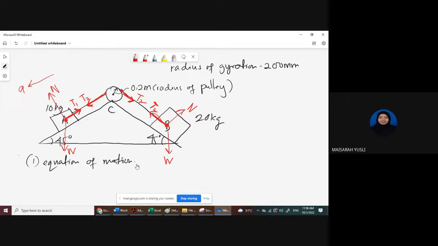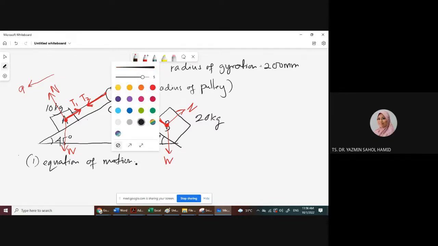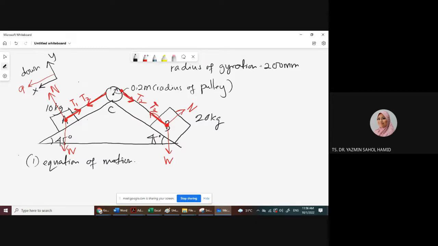Gerak ke atas. Okay, so if block A is moving down, maksudnya acceleration moving down, so you assume this will be your direction for your XY axis untuk block A. Okay, and then your block B is moving up, right? So your direction must be like this. Nampak tak? Your direction of XY axis untuk block B, this is for block B, must be like this.